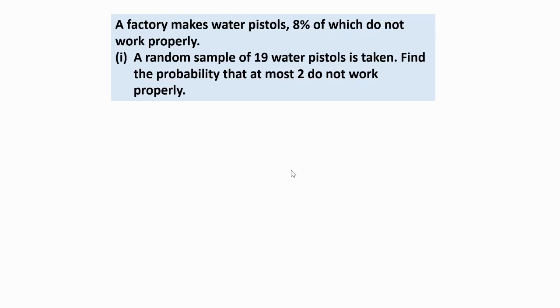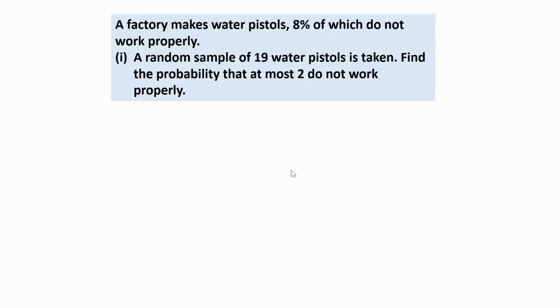So in this case, a factory makes water pistols, 8% of which do not work properly. A random sample of 19 water pistols is taken. Find the probability that at most 2 do not work properly. You should recognize that it's binomial, but then get your head around the fact that it's at most 2. So try and think about what does at most mean to you.